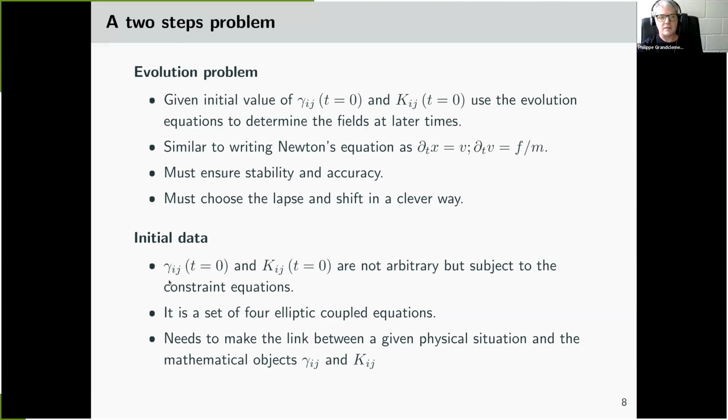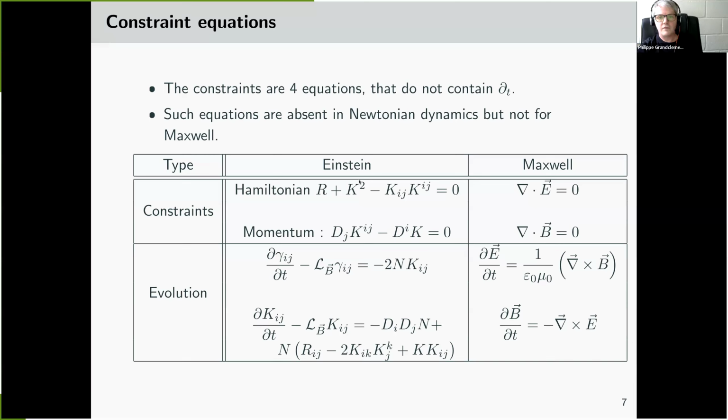If your initial data, so your values of the fundamental forms at t equals 0, do not solve the constraint equations, then in the end you will not get a solution of Einstein equations. So that's different from Newton's case. In Newton's case, there are no constraint equations. You can take whatever value for the velocity and the position and get a valid solution. That's not the case here. So you must solve the constraint equations. It's a set of four highly coupled elliptic-like equations. So it's not that easy to solve, as we will see.